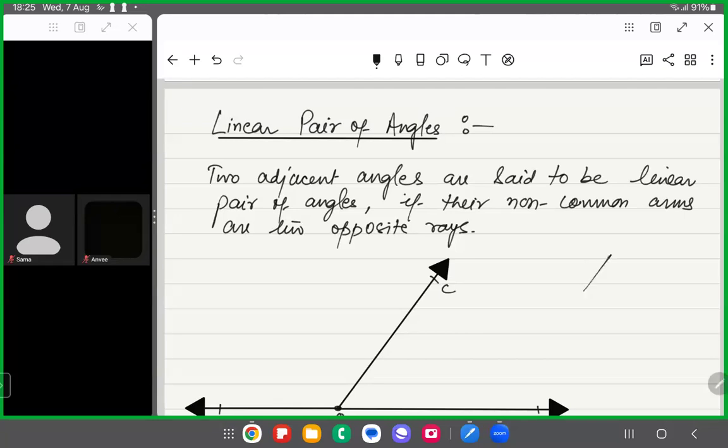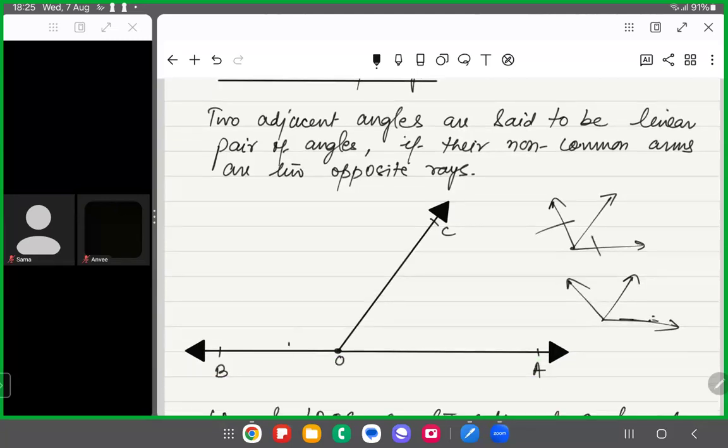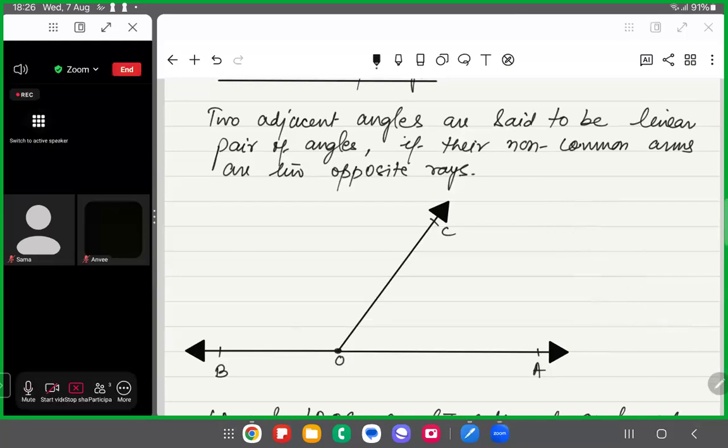So adjacent, this is also. If you are having this type of angle, this is also adjacent, right? This is also adjacent, right? But here you can say the opposite rays are not forming a straight line, but here they are forming the opposite straight line, and that's why these pair of adjacent angles are said to be linear pair of angles. Is that clear? Are you getting this?